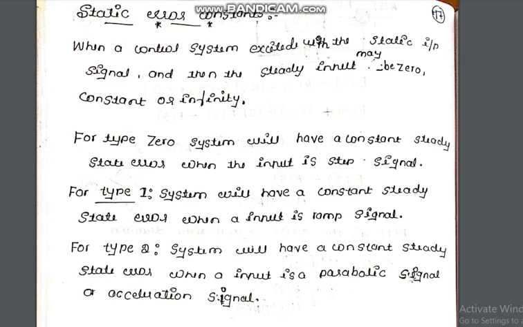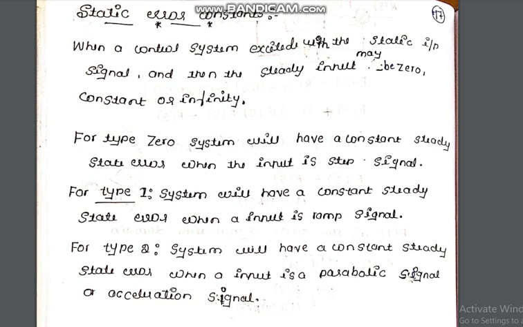For type 0, that is when n is equal to 0, the type 0 system will have a constant steady state error, that is ESS, when the input is a step signal. For a type 1 system, ESS will be constant when the input is a ramp signal. For a type 2 system, we'll have a constant steady state error when the input is a parabolic or acceleration signal.